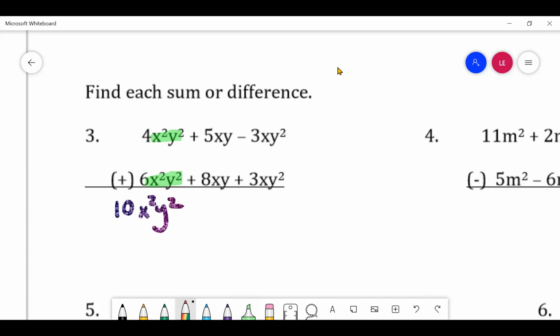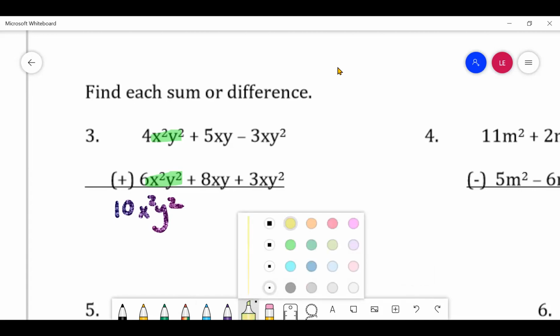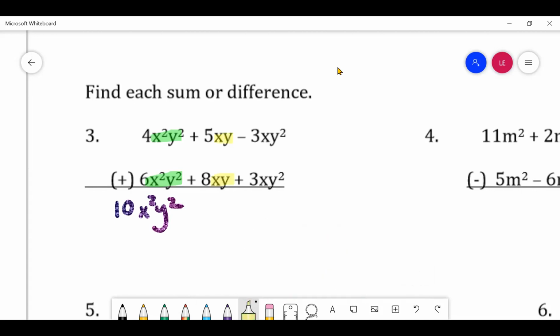You do not add the exponents. You're just adding. You don't add the exponent because they have the same x. When I look at the second one, notice how they both have xy. They're like terms. You only add the coefficients. So then that would be 8 plus 5 gives you 13. Do not mess with the variables. You leave them alone. Does that make sense?